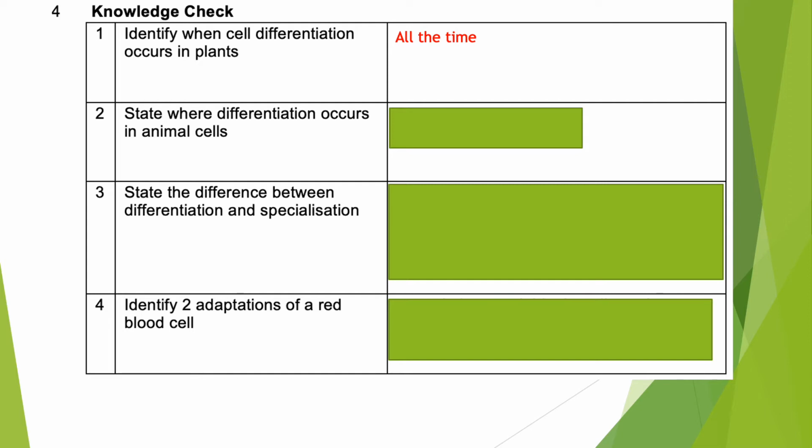Number 2, state where differentiation occurs in animal cells. So in animal cells, it's a little bit different. For animal cells, differentiation will occur in the embryo or during development. So if we're talking about a human being, when they're still a child, they still develop, which means that they have to have differentiation in order to grow the certain cells that they need in order to become an adult.